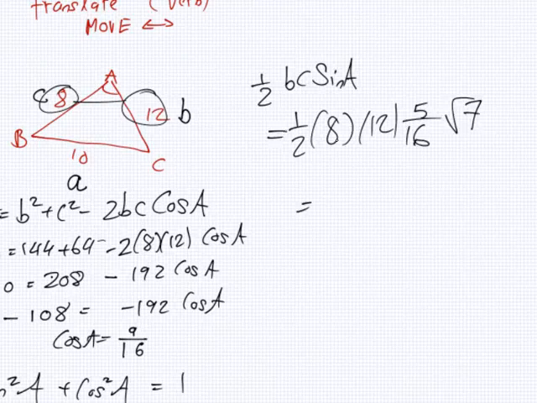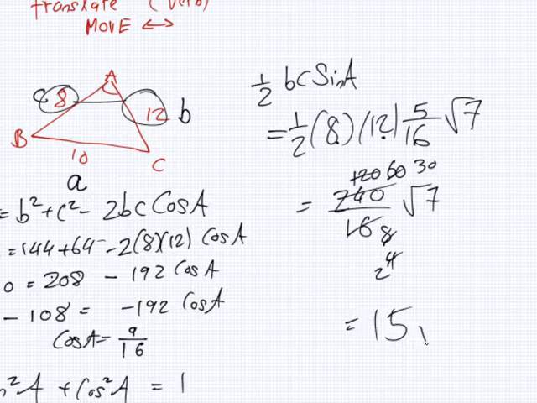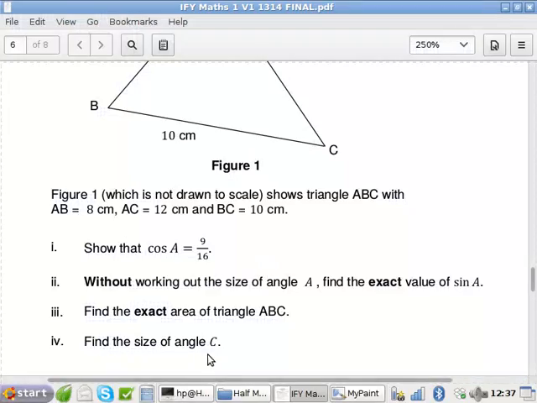Let me see, that will be 4 times 12 is 48, times 5 is 240 over 16 root 7. Now this can be divided by 8, 120, 6, 4, 32, so 15 root 7 is the area. Yep, okay. So the last part is they want angle C.